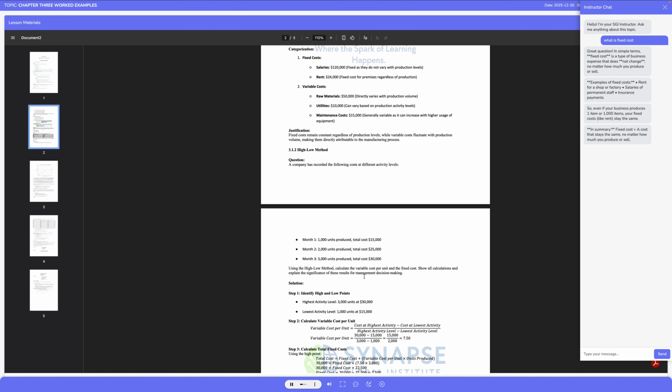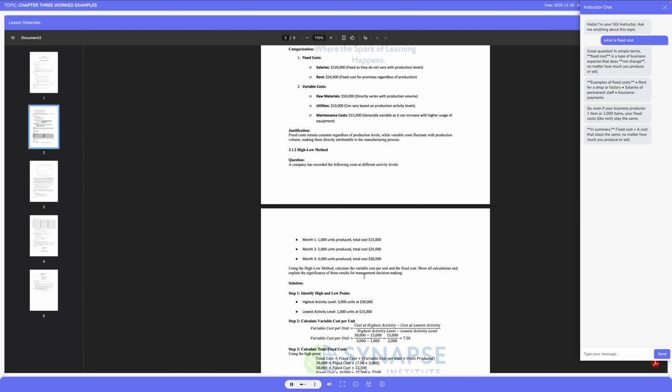In an exam setting, it is essential to show this calculation clearly, as marks are often awarded for method as well as the final answer. The third step is to calculate the fixed cost. This is done by substituting the variable cost per unit back into the total cost equation using either the high point or the low point.